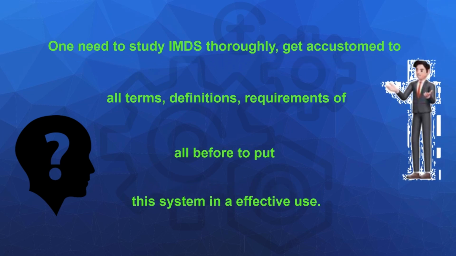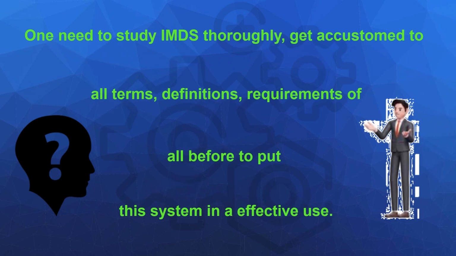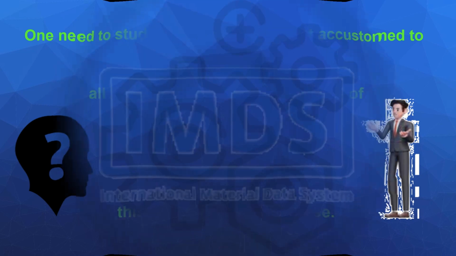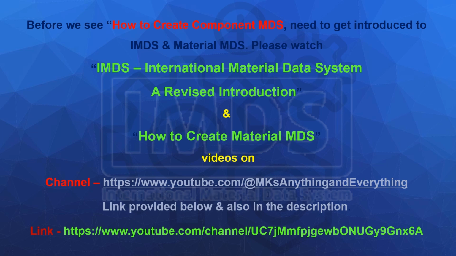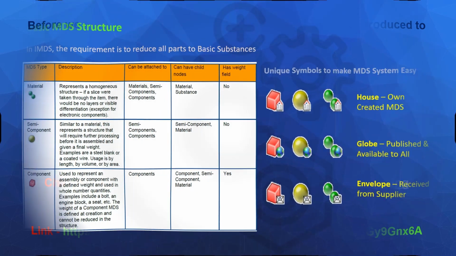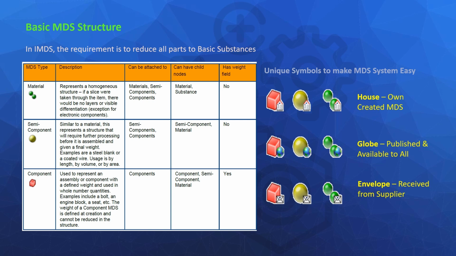This system is developed to fulfill the requirements of almost all the major automobile OEMs, and hence one needs to study IMDS thoroughly and get accustomed to all terms, definitions and requirements before putting this IMDS system to effective use. Before we see how to create component MDS, you need to get introduced to IMDS. Therefore, please watch the videos IMDS, International Material Data System, a revised introduction, and how to create material MDS, on the link provided on screen.